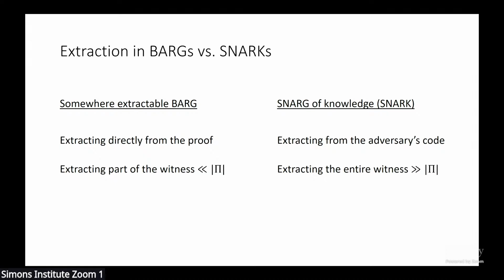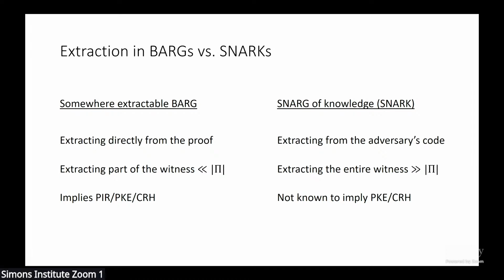So last important difference, this type of extraction actually makes this notion of BARG into a public key notion. We can show that this notion of BARG with this type of extraction implies private information retrieval, public key encryption, CRHs. And in contrast, for SNARKs, we don't know any such implications. Okay, so actually, because of this extraction, the notions of BARGs and SNARKs are incomparable to each other.